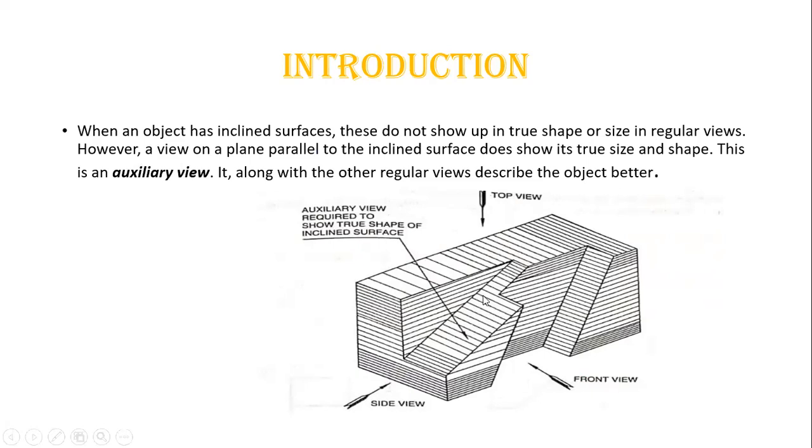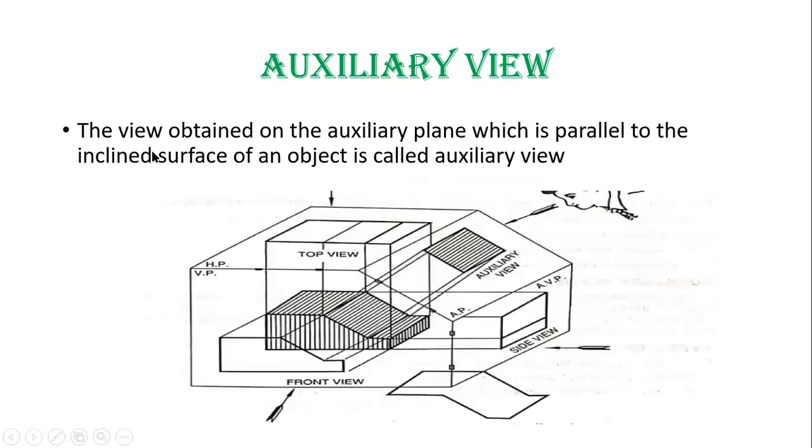From this figure, it is also clear that this is an inclined surface. In order to obtain its true shape, an imaginary plane is assumed parallel to it, which will give its true shape. The view obtained on this plane is called auxiliary view. We will now see the definition of auxiliary view. The view obtained on the auxiliary plane, which is parallel to the inclined surface of an object, is called auxiliary view.